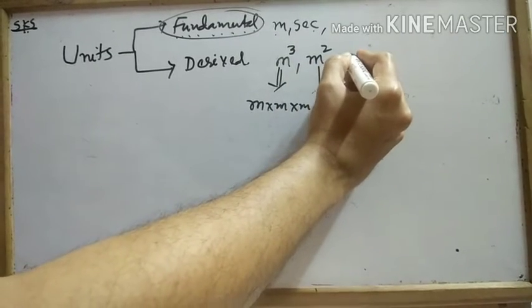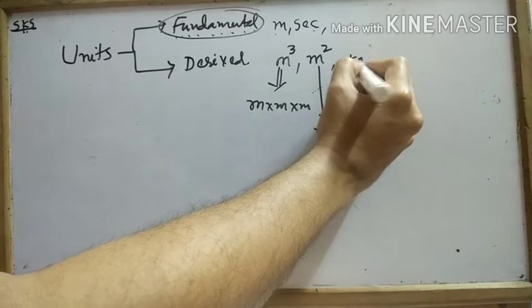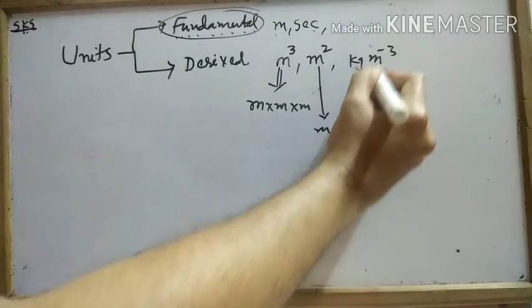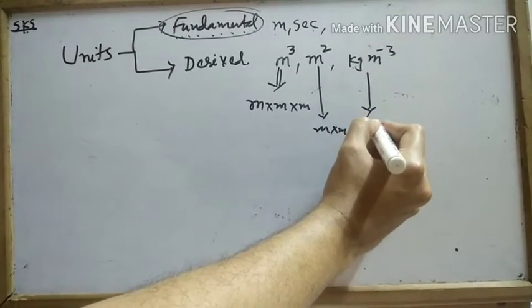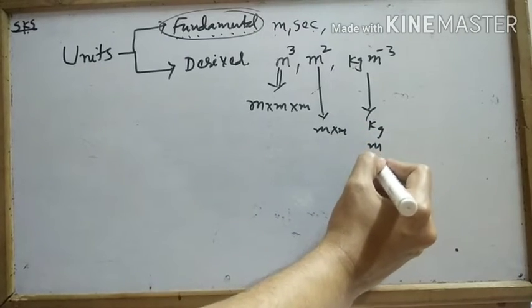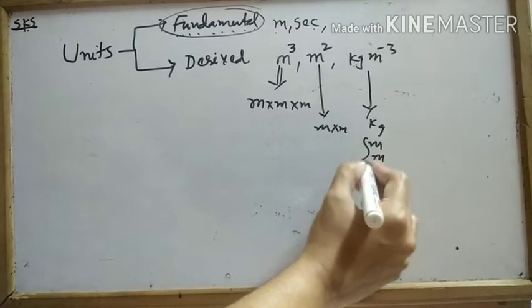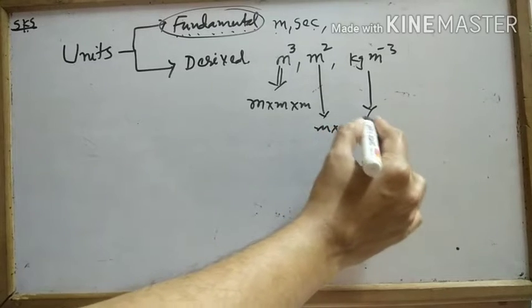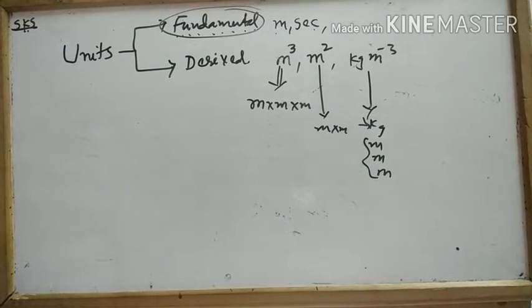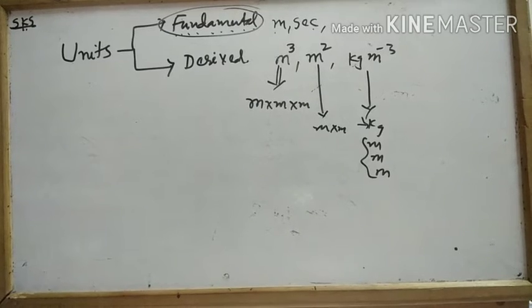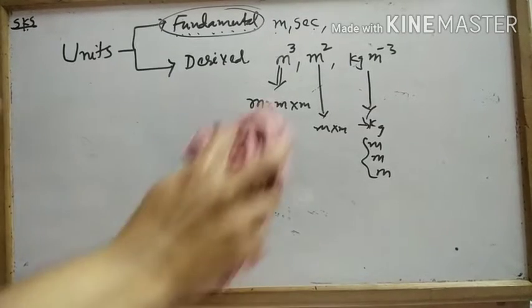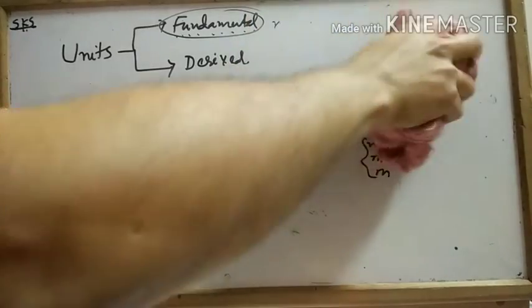Fine. If you know density is kilogram per meter cube. So it is dependent on kilogram, it is dependent on meter, meter and meter. That is three distances it is dependent on, and it is dependent on mass. So units can be divided into two categories. One is called as a fundamental unit, other is called as a derived unit.